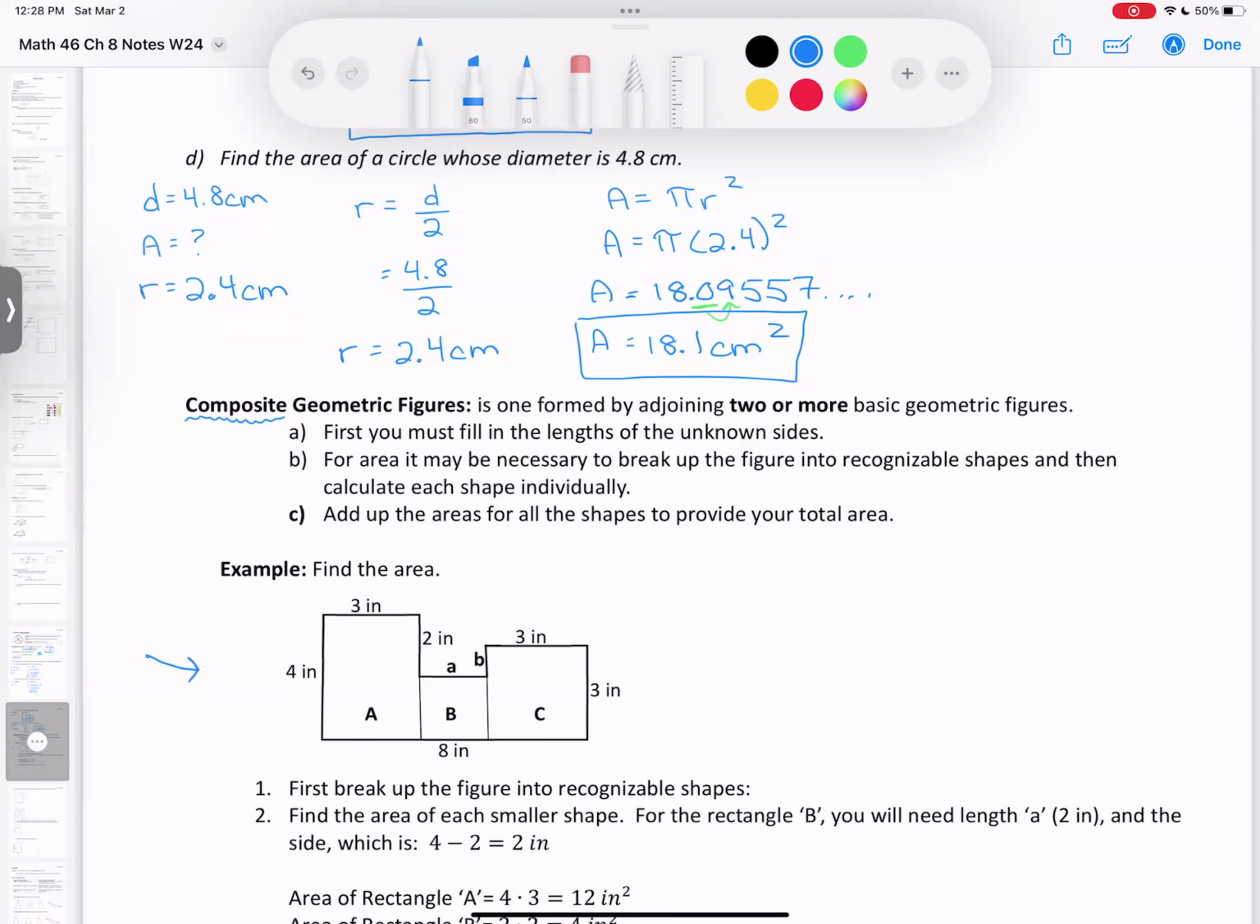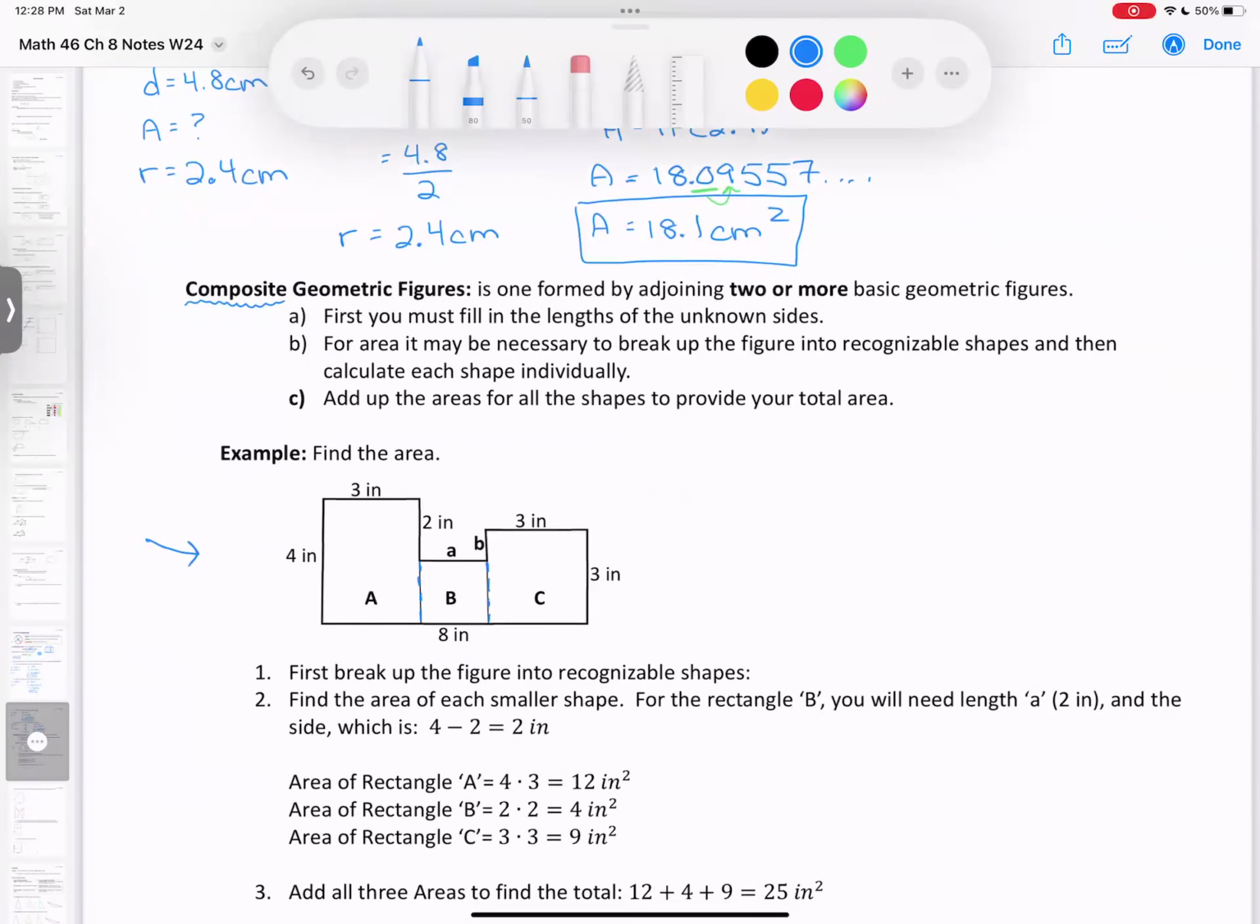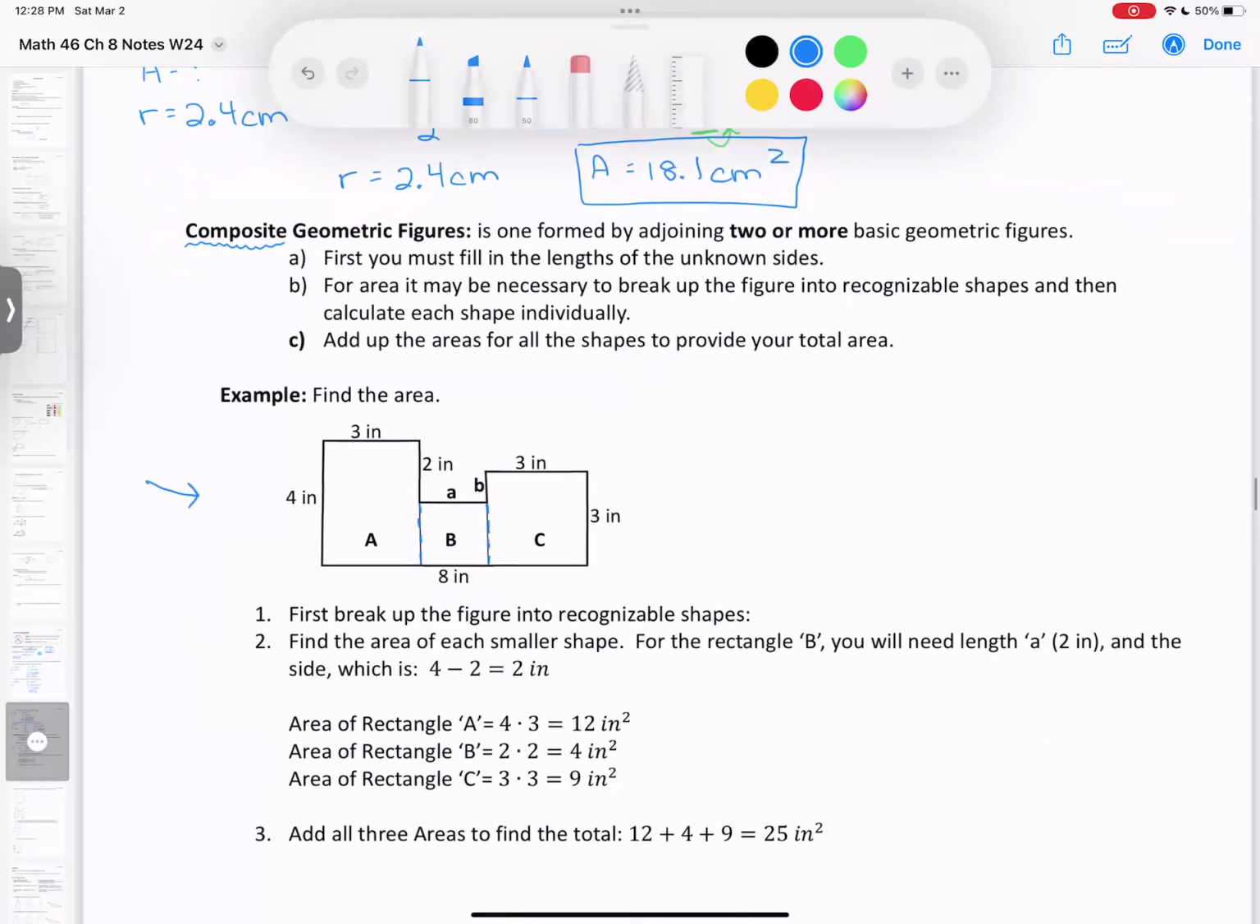Once you've figured out those unknown sides, it's helpful to break the shape up into recognizable shapes. In this case, someone has already broken this up into three rectangles, so now we have rectangles A, B, and C to worry about. We're asked to find the area, so we could find the area of A, B, and C individually, and then add them all up. We've already taken that step of breaking them up into three rectangles.